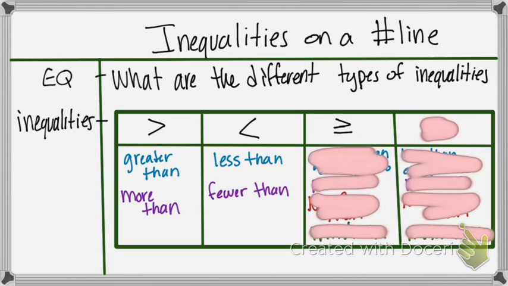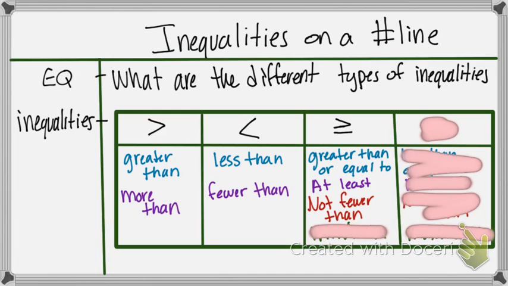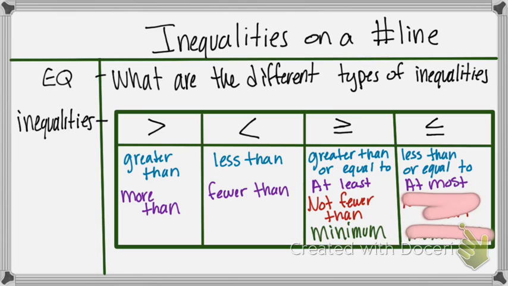The next one might be something new. It looks like this, and that means greater than or equal to. Okay. Some keywords are at least, not fewer than, and minimum. Okay. And the last inequality that we have is this one, and that one means less than or equal to. Okay, and some keywords for that one we have at most, not more than, and maximum.